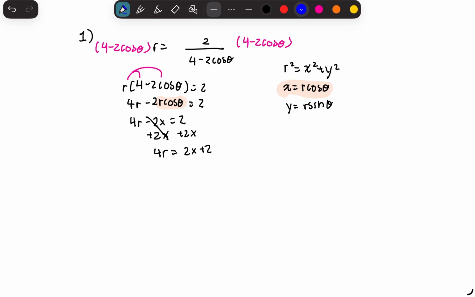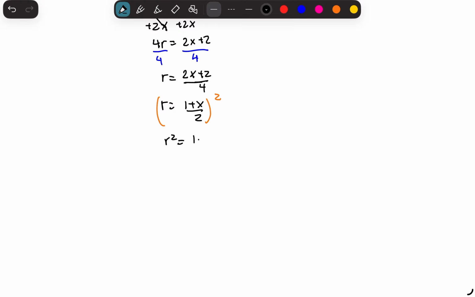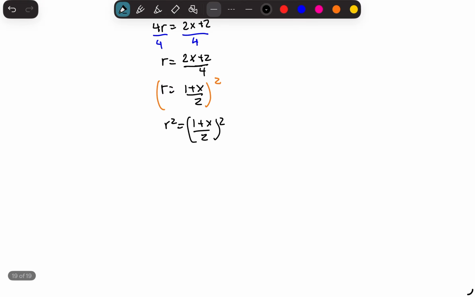And after this, you're just going to divide by 4. So r is equal to 2x plus 2 over 4. But we can simplify this. r is equal to 1 plus x over 2. Now, after this, what we want to do is we're going to square both sides. And you're going to get r squared is equal to 1 plus x over 2 squared. We're just going to leave it like that.